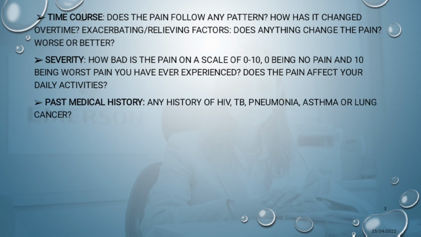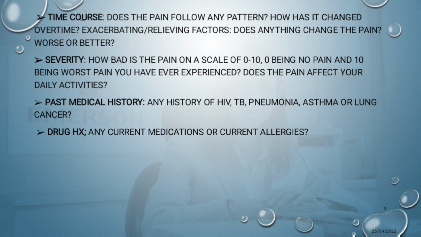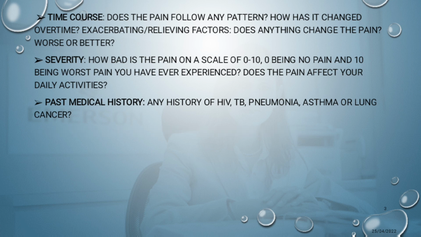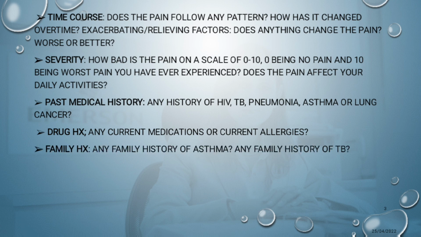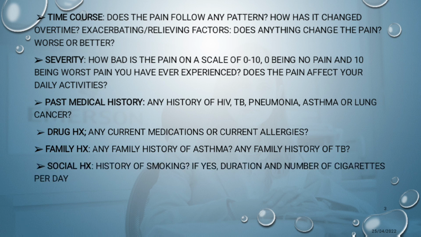For the past medical history, you ask for any history of HIV, TB, pneumonia, asthma, or lung cancer. The past medical history is relevant to how someone presents, so what condition can present with chest pains? For drug history, ask about any current medications or allergies. Then for family history, any family history of asthma or TB. Those are some of the relevant questions.